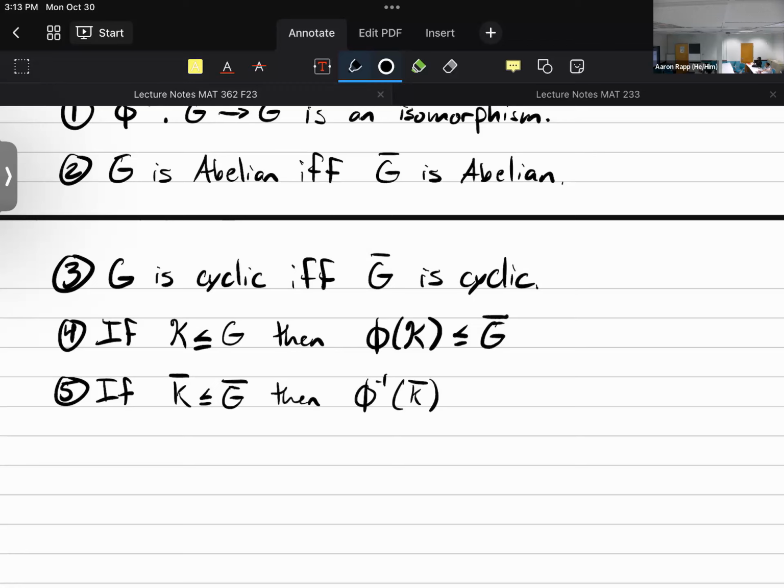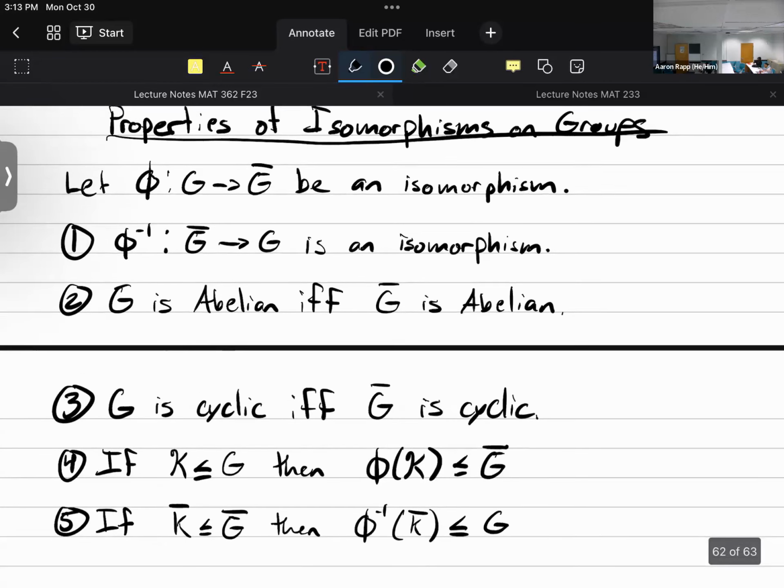Then the inverse of phi. So taking these elements from that subgroup K bar, well, what do you think that is going to become? Of what group? Not G inverse of G. Phi inverse is taking anything from G bar and mapping it into what group? G. So I'm taking elements from G bar, mapping it into G.